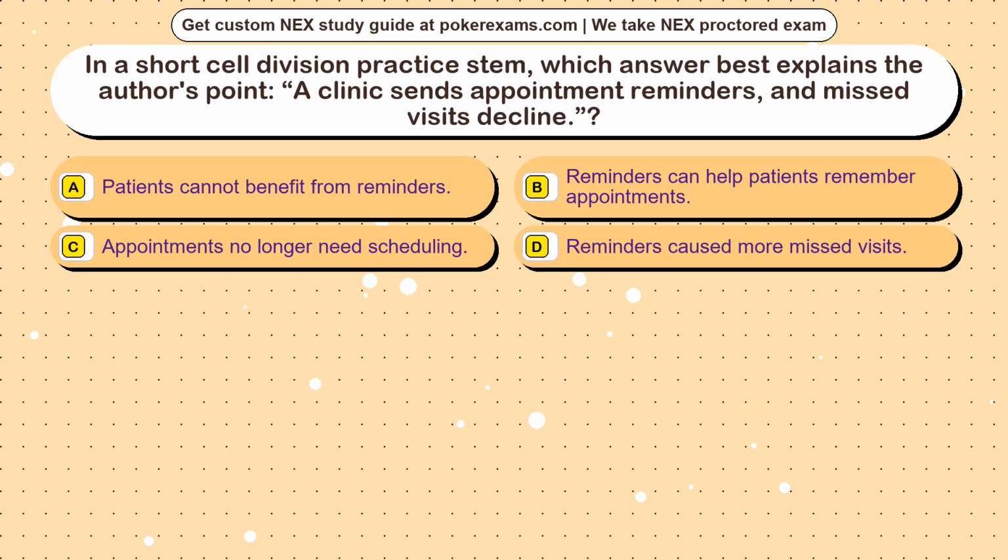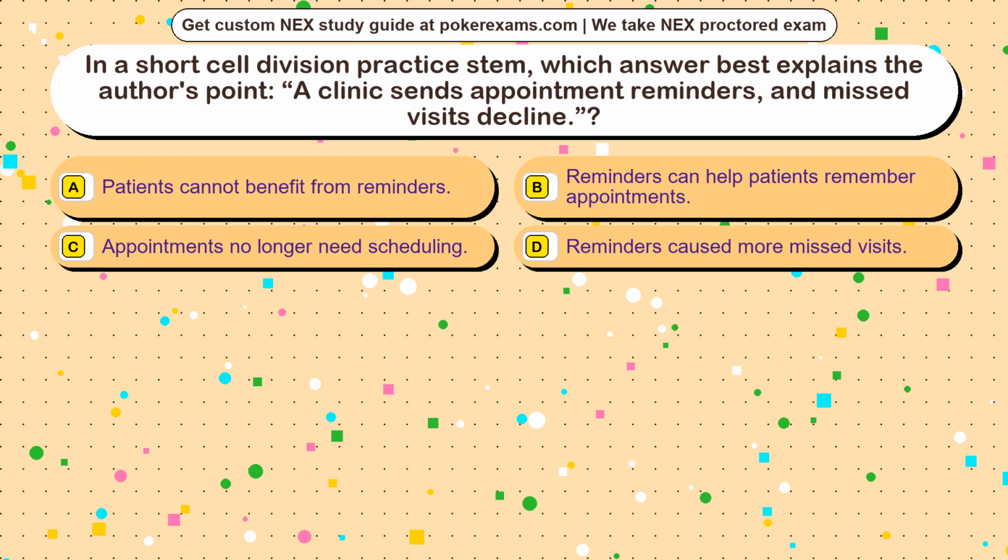Question 14. In a short cell division practice STEM, which answer best explains the author's point? A clinic sends appointment reminders, and missed visits decline. Option A, patients cannot benefit from reminders. Option B, reminders can help patients remember appointments. Option C, appointments no longer need scheduling. Option D, reminders caused more missed visits.